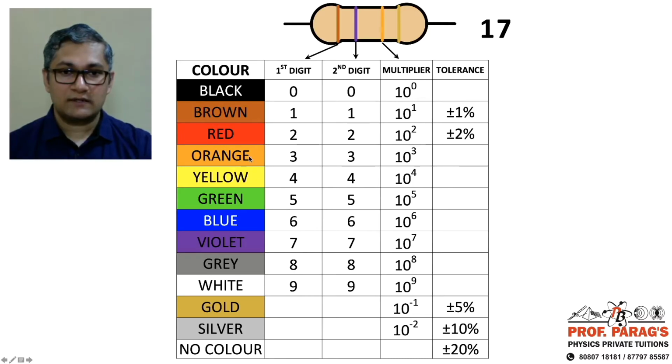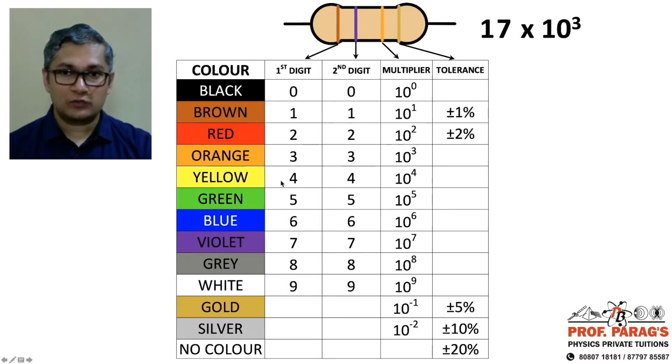So you can see here, it matches with orange. And orange in the multiplier would mean 10 raised to 3. If it was orange in the first 2 digits, then it would simply mean 3. But now it means 10 raised to 3. And the last one here is gold, and it gives me the tolerance range.